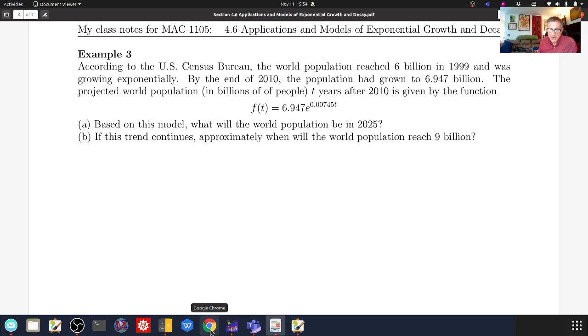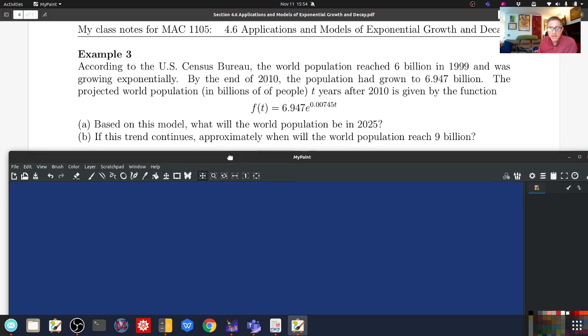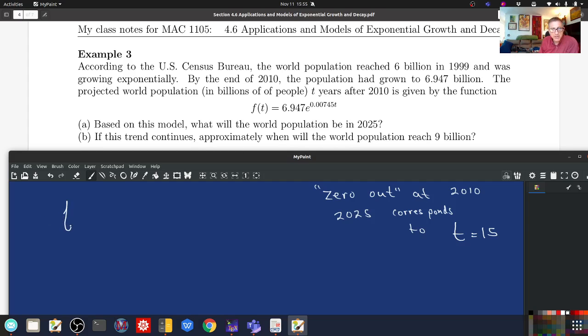So really for this one, it's not difficult at all. The only thing to remember here is that we zero out, that's the verb I'm using, at 2010. So that means the year 2025 corresponds to a value of t equal to 15. So I've been given a function, so I want to find the function value at 15.